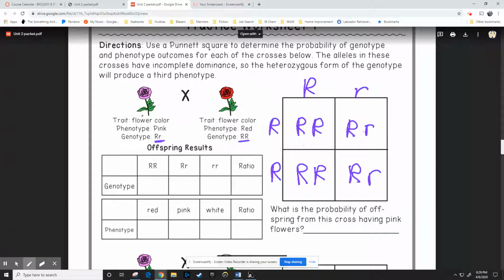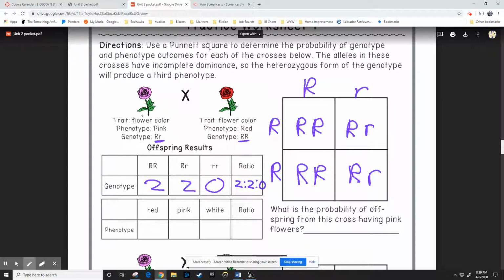And we have our probabilities here. All right, so our genotypes, we have 2 that are capital R. We have 2 that are capital R, lowercase r. And we have 0 that are lowercase r. So this is a 2 to 2 to 0 ratio. Well, what does that mean? What does a genotype of capital R mean?